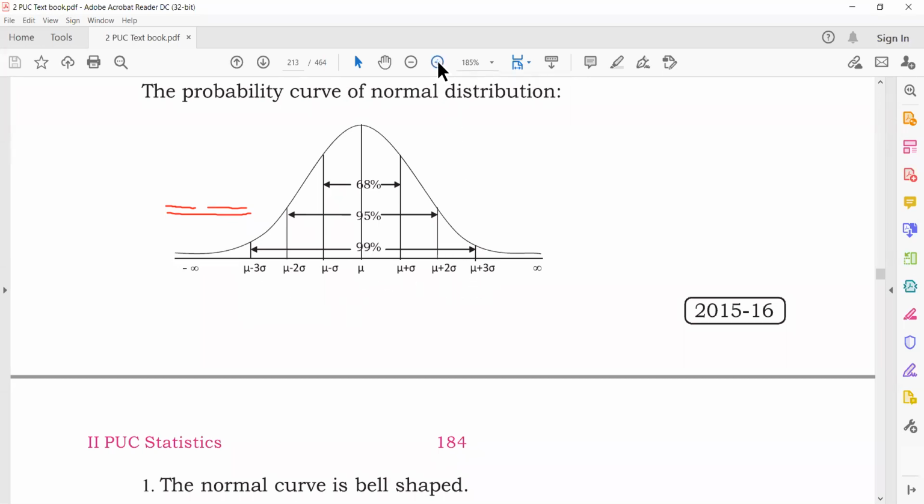And if you look into that possible area, that is 99%. That means 1%, that is 0.5, is split in either part. So this is how the curve is given theoretically, but practically it always touches your zero. But since we say the range is from minus infinity to infinity, we say that the curve touches the x-axis only at minus infinity and infinity.